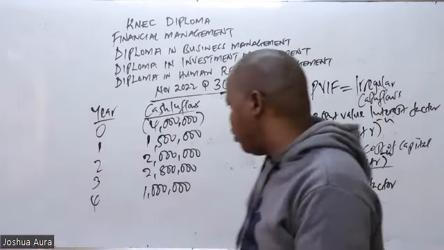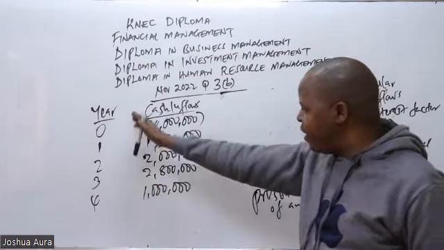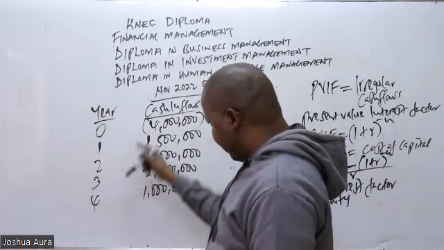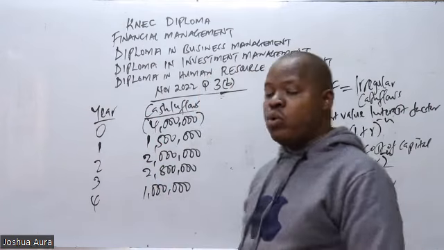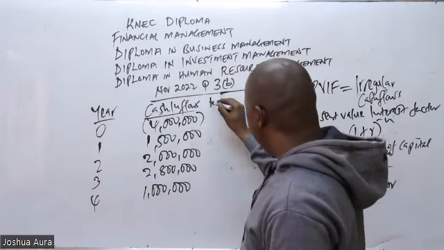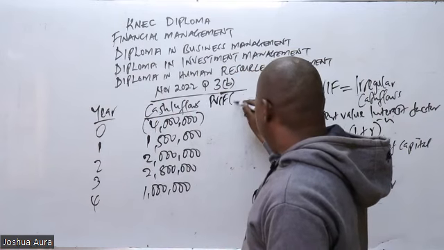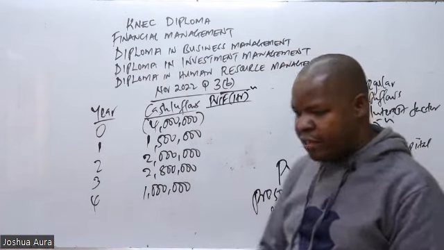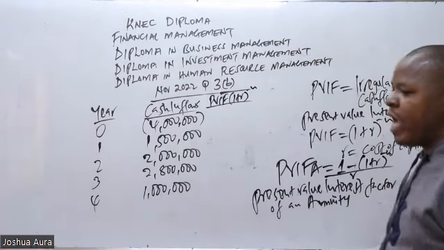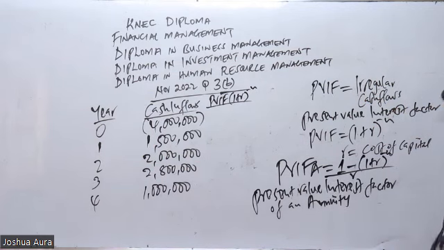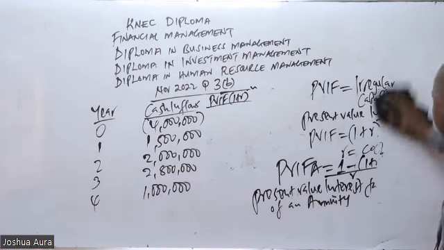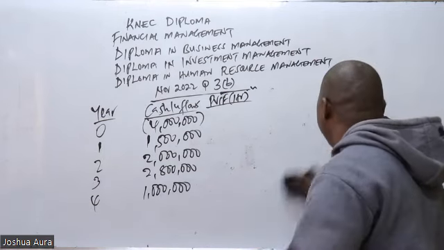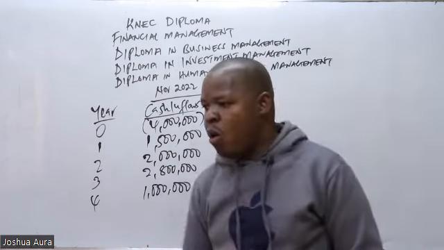But in our question, we have said these cash inflows are fluctuating. So we shall use PVF. We shall discount these cash inflows using PVF. So let's have our PVF column here. And the formula is (1 + R) raised to negative n. Let me wrap this part so that we can have our workings here.